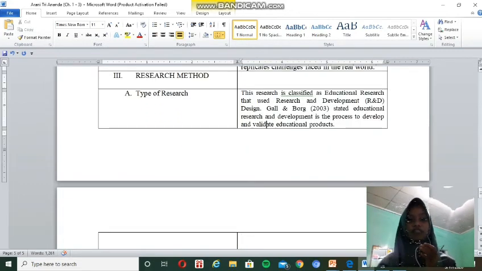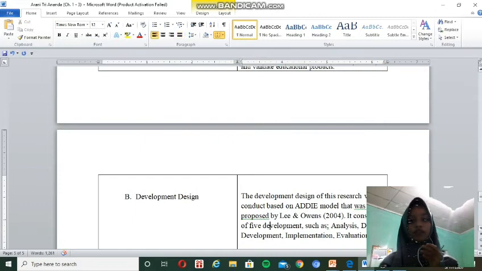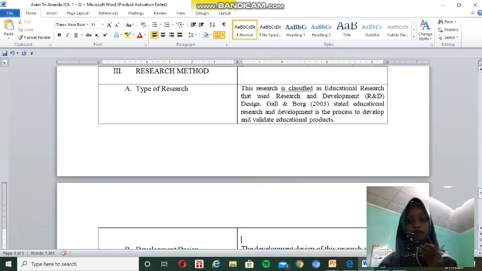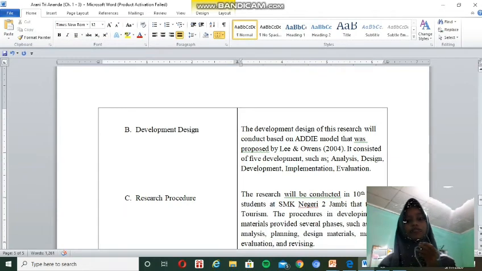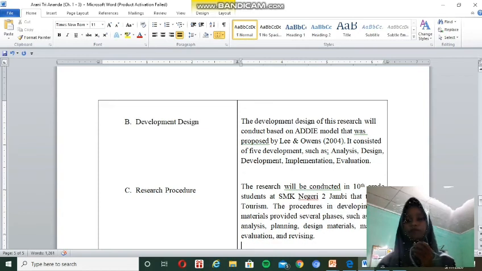And this is the research method. Since it is research and development, or developmental research, I will use ADDIE in here. ADDIE is analysis, design, development, implementation, and evaluation. This is the step of ADDIE. There are five steps.